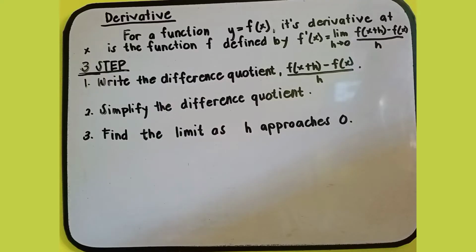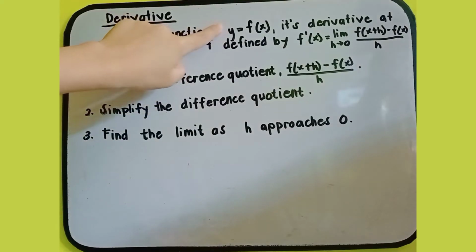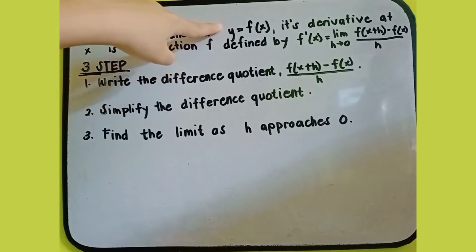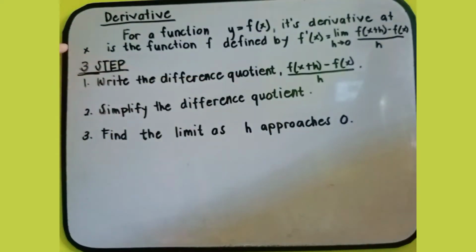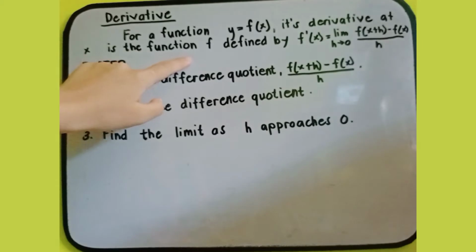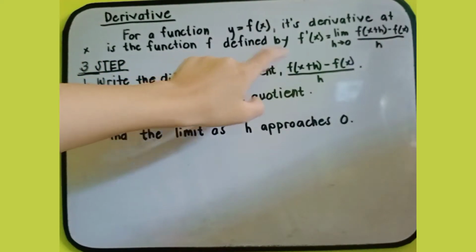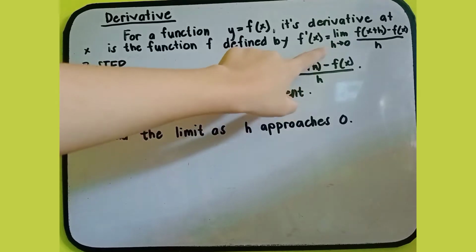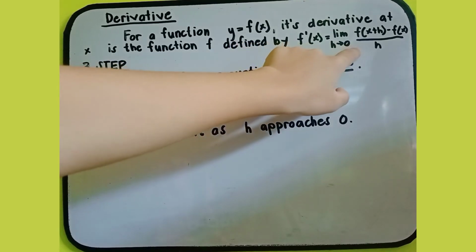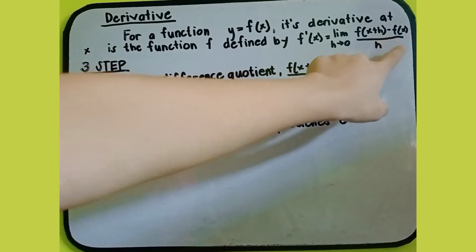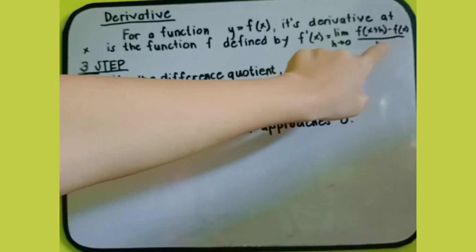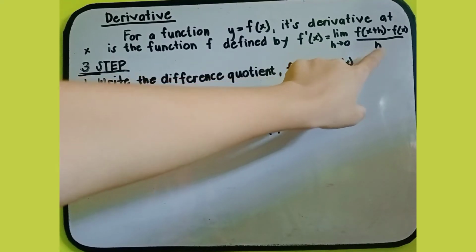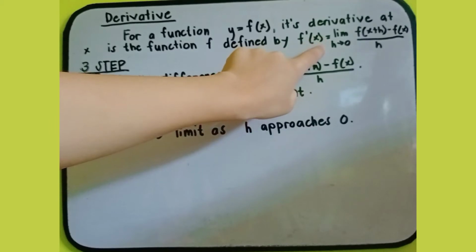Let's now define what the derivative is. If we have a function y equals f of x, its derivative at x is the function f prime of x, which is equal to the limit of f of x plus h minus f of x, all over h, as h approaches 0.